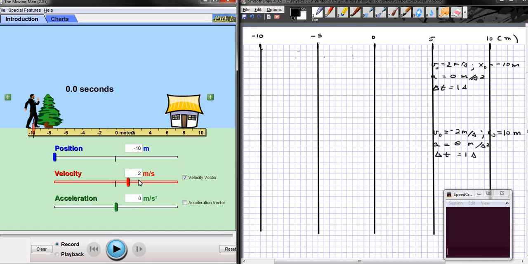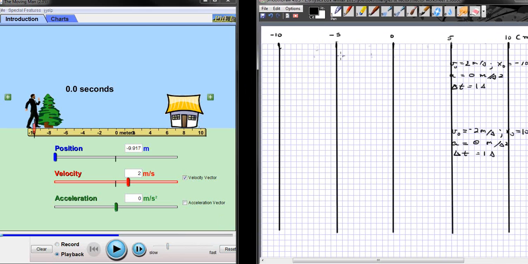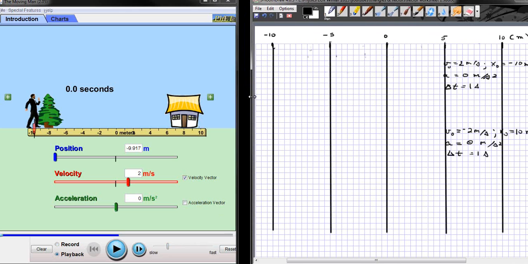At a velocity of 2 meters per second. And so let's let him go here to the end of the distance scale. So there he is at the end, and now what I want to do is a playback, and I'm going to set this slow so we can do what's called a motion diagram. Okay, so for the motion diagram, I'm going to need to, yeah, this is good.